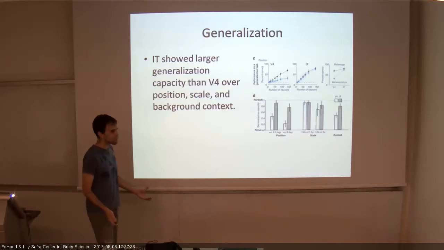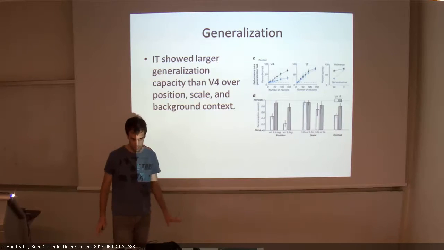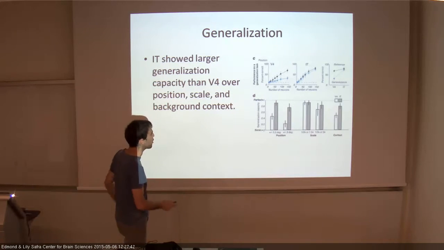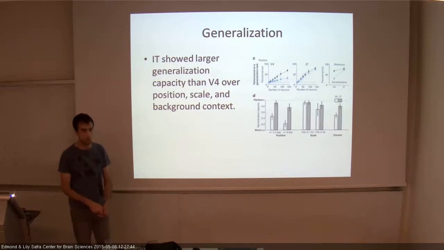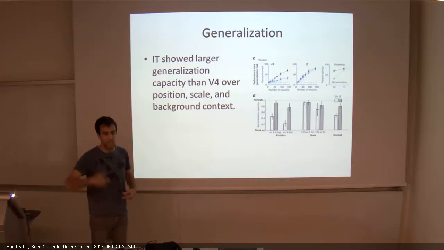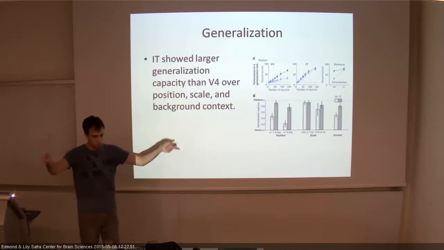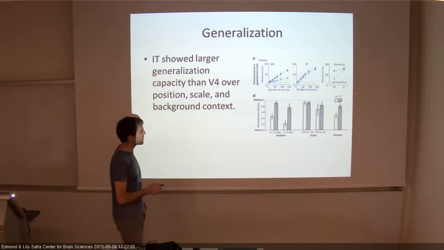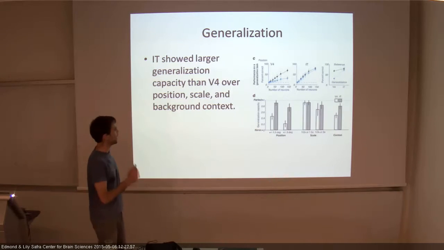So context is not such a low-level element, but if we think about it a little bit more, it's not so surprising, since if we see a giraffe in the zoo and a giraffe in the wild, we are still able to generalize and say those two are giraffes. So although it's not a low-level element, IT is able to generalize over it.